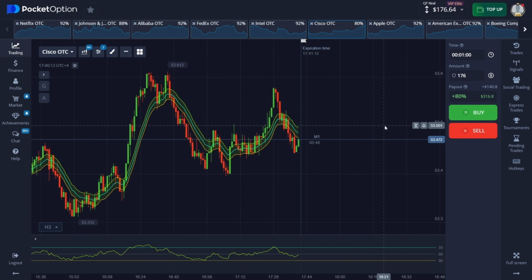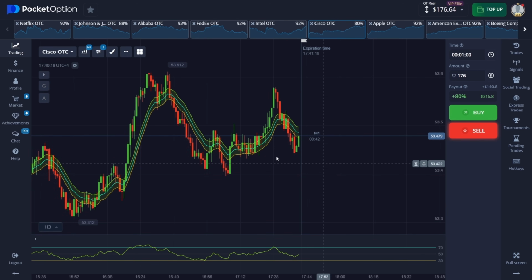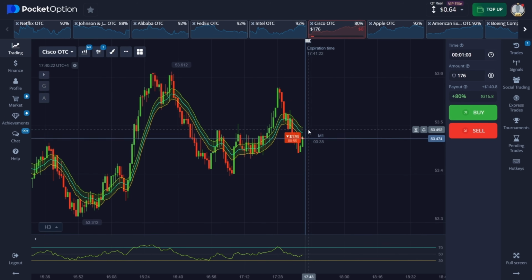Okay, we found a trade on Cisco. I placed the trade for a downside move. As you can see, there was a downtrend, and the candle gave an entry near the envelope level, with the RSI line also touching the 50 level. That's why I took this trade for the downside move.